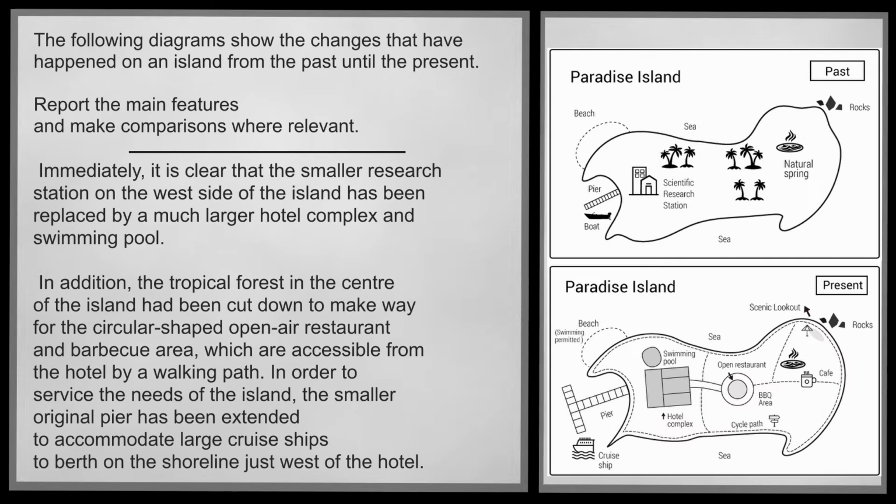Let's take a look. Immediately, it is clear that the smaller research station on the west side of the island has been replaced by a much larger hotel complex and swimming pool. In addition, the tropical forest in the center of the island had been cut down to make way for the circular-shaped open-air restaurant and barbecue area, which are accessible from the hotel by a walking path. In order to service the needs of the island, the smaller original pier has been extended to accommodate large cruise ships to berth on the shoreline just west of the hotel.